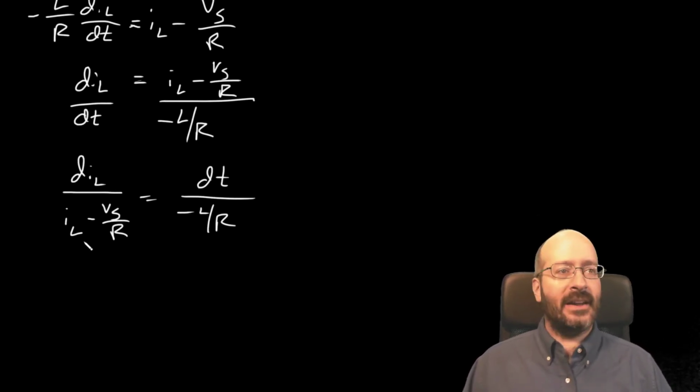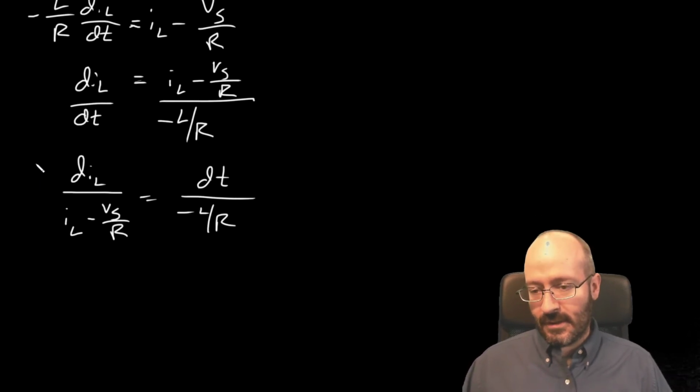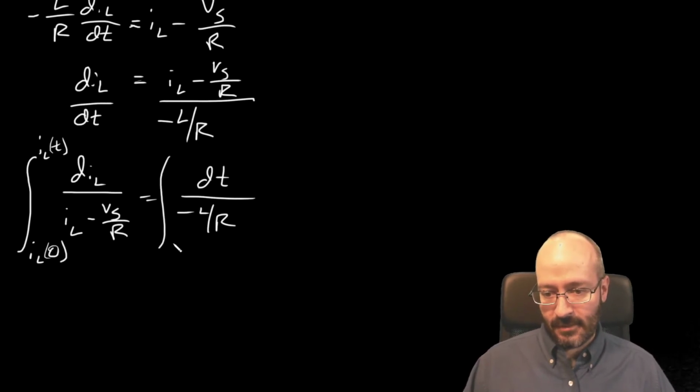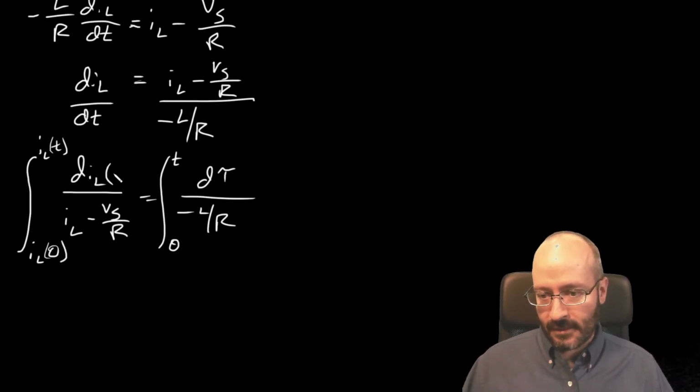Am I good to integrate? I believe I am. Come on, integrate for me. There we go. So we integrate from the initial condition up to some time t, right? And we integrate from t equals 0 to t equals t. And we just swap out our variable of integration there. Okay, these of course are functions of tau now.